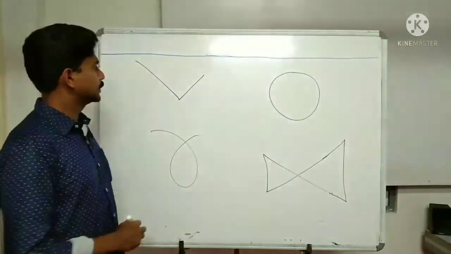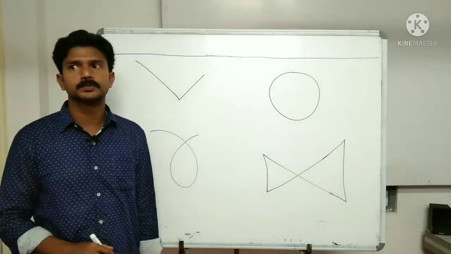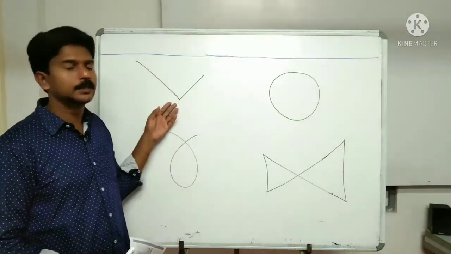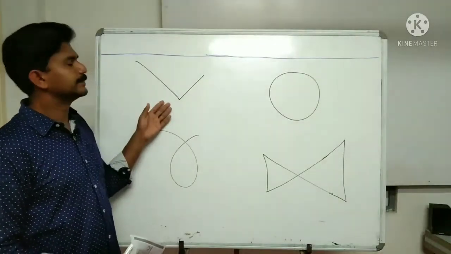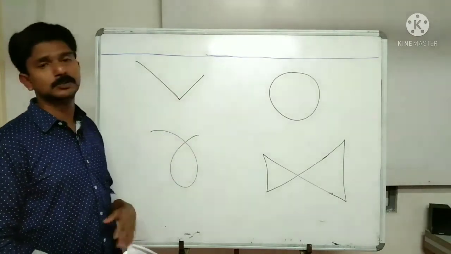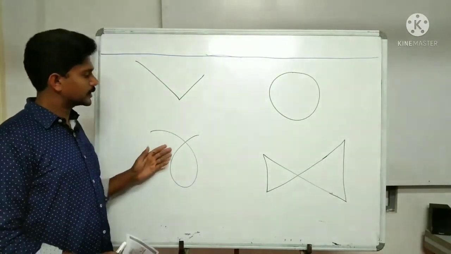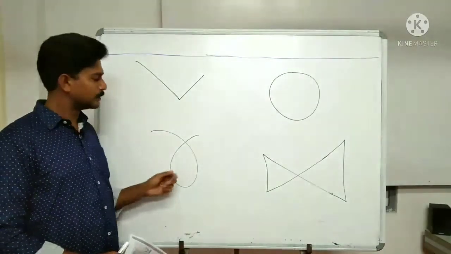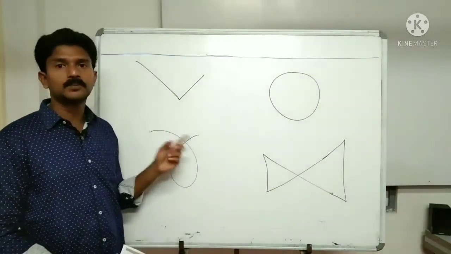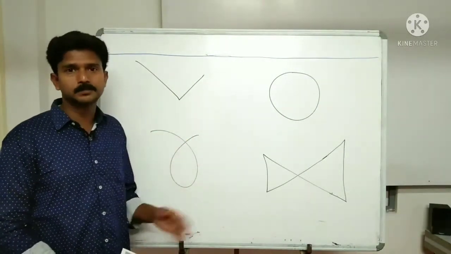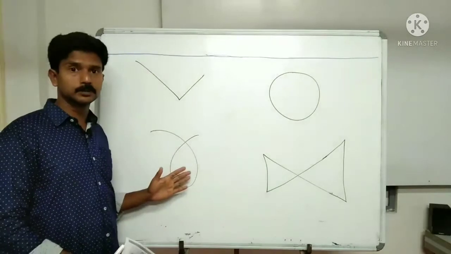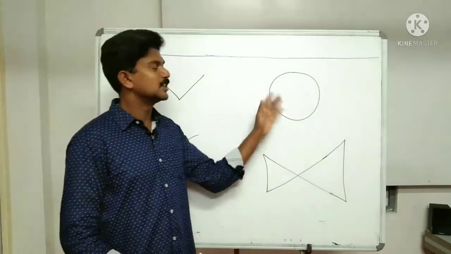We have given these four figures in our textbook. Let us understand what these are. So it seems like a curve, a simple curve, but it is not closed, right? We can say it is a simple curve, but it is not closed. What about this one? We can say it is not a simple curve. Why? Because this line is intersecting itself. If a line intersects itself, it is not a simple curve.